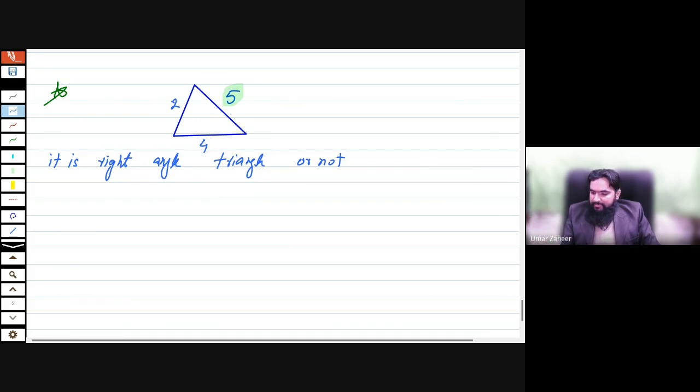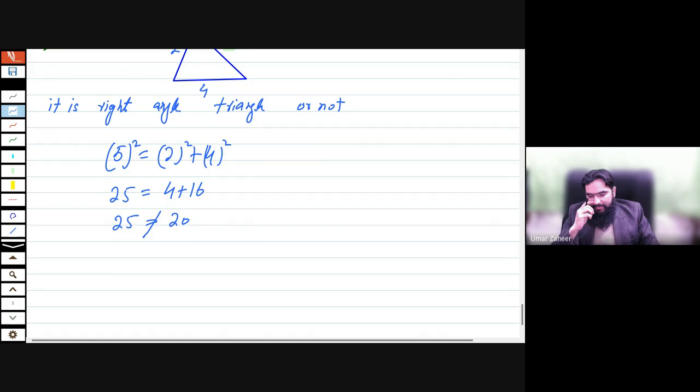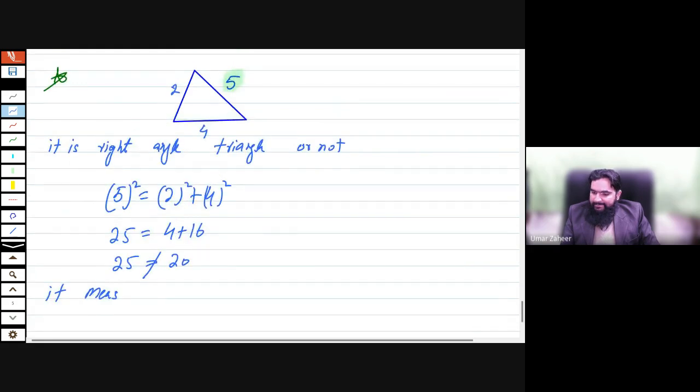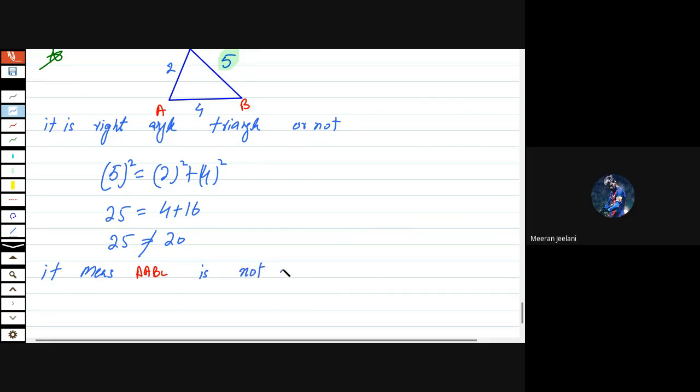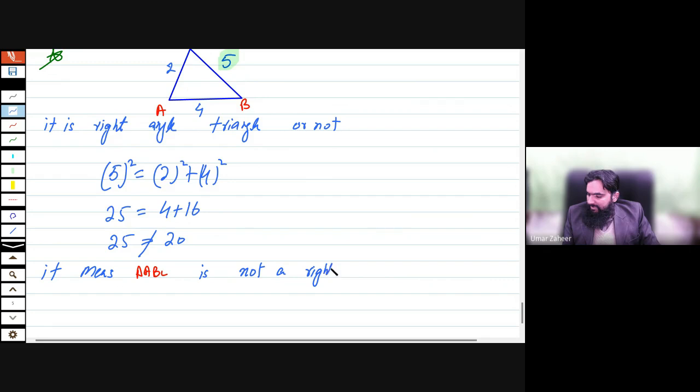5. So we are going to take 5 square is equal to 2 square plus 4 square. It will be 25 is equal to 4 plus 16. So you will get 25 is equal to 20. So look here, the left hand side and the right hand side are not equal. What does it mean? It means that triangle ABC is not a right angle triangle.